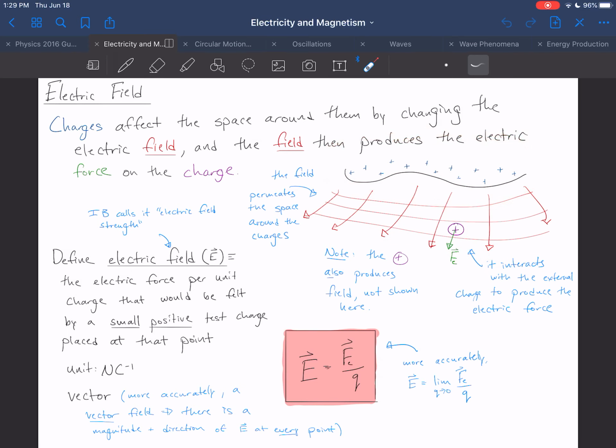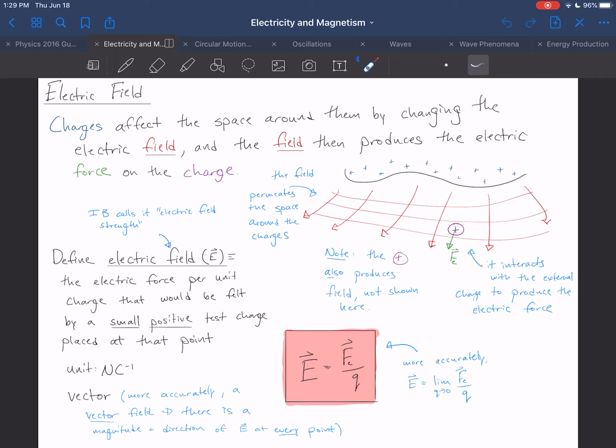And then that field, visualized by those red lines, although it's not actually visible, interacts with this other positive charge over here to produce the force, that electric force Fe shown right there. And that's a force not on the original charges, but on this new charge. So the idea is that these charges produce the field in red, and then that red field interacts with the positive purple charge to produce the force.